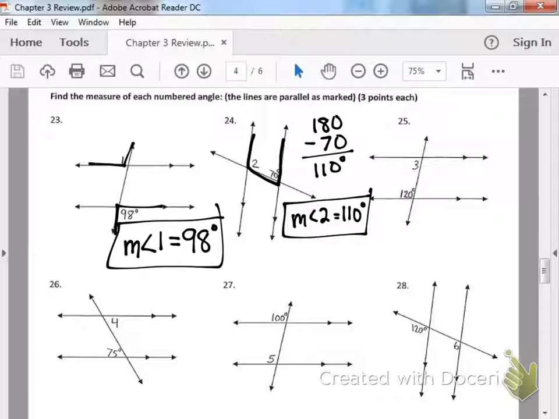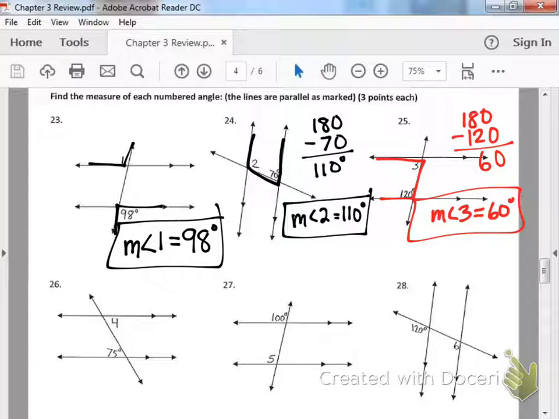All right, number 25. What type of angles are we looking at? What's the relationship here? Same side interior. And same side interior are what? Add to 180. So start with 180. Take away the one you know. That'll give you the one you're looking for. What is it? Just 60. Yep. So the measure of angle 3 is 60 degrees. Great.